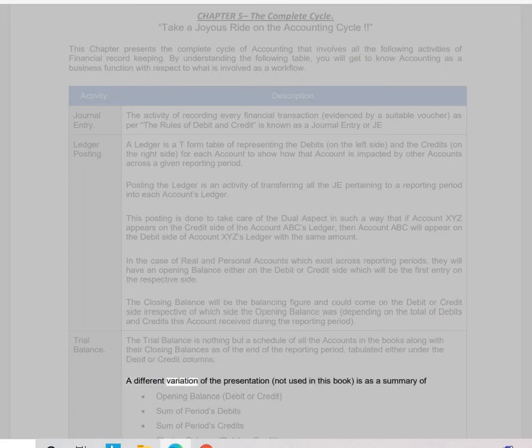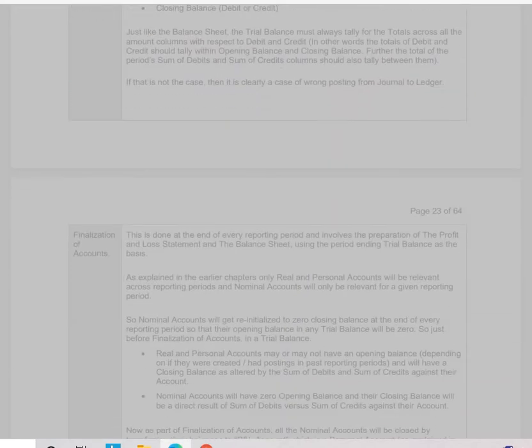A different variation of the presentation, not used in this book, is as a summary of opening balance, debit or credit, sum of period's debits, sum of period's credits, closing balance, debit or credit.